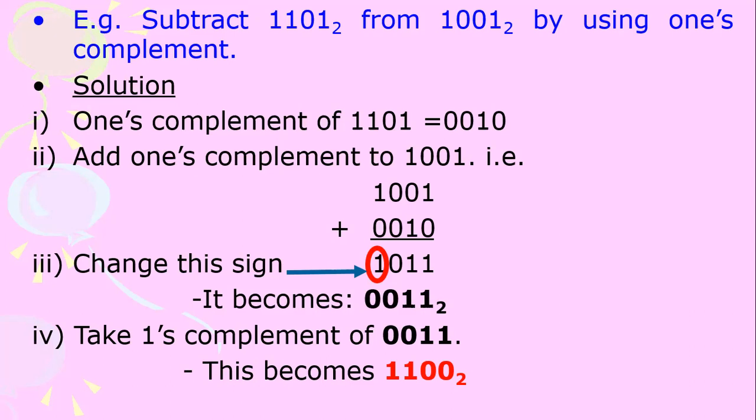So, my dear students and the rest of the learners, that is simply how we subtract a large number from a smaller number using the complement that we have already discussed. That is, using 1's complement.